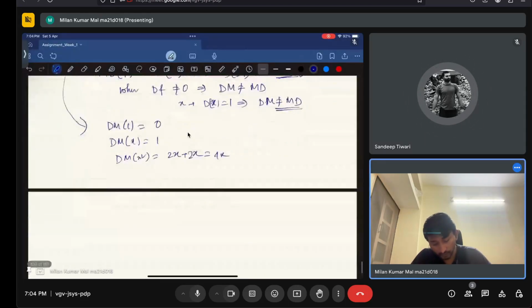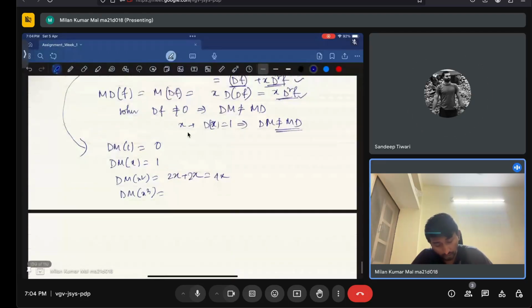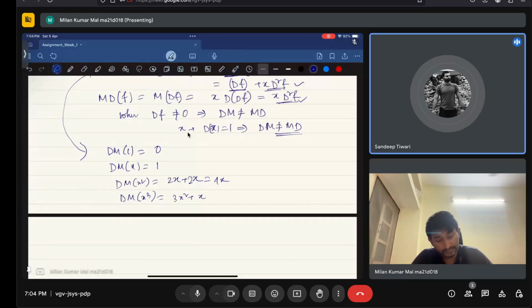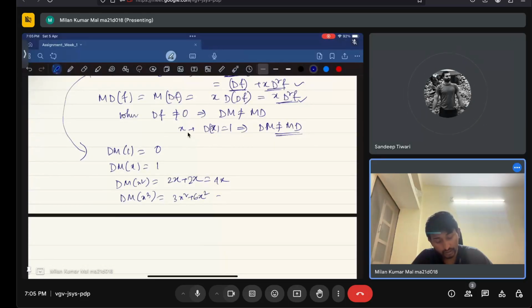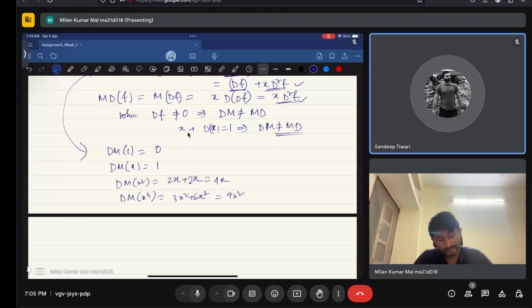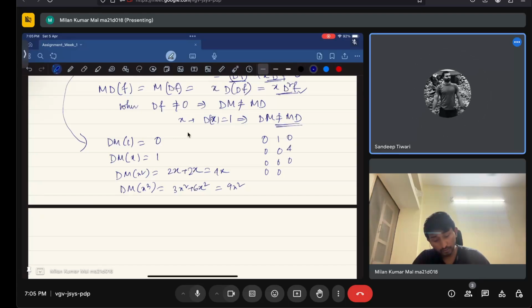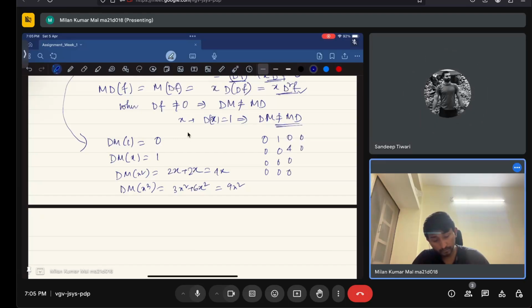Now dm of x cube is d of x f, which is 3x square plus x into 6x, that is 9x square. Therefore the matrix representation will be 0 0 0 and 1 0 0 0. If I take 1, x, x square, x cube as the ordered basis, then the entries are 4 and 0, 0 and 9, 0.